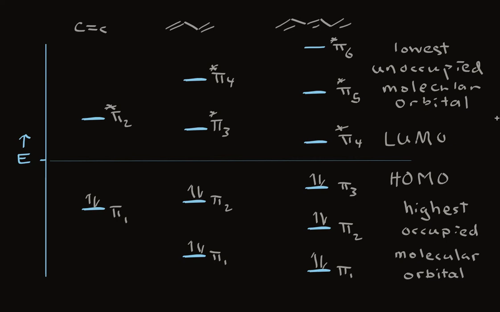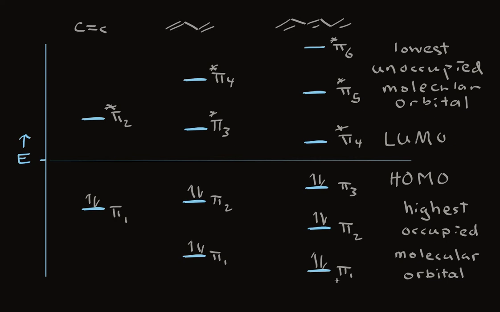Because notice that as we add molecular orbitals, the energetics of the most stable orbital move down, so that we have electron density in lower energy and then even lower energy molecular orbitals for the diene and the triene. So this explains why conjugated pi systems are more stable than having isolated multiple double bonds.